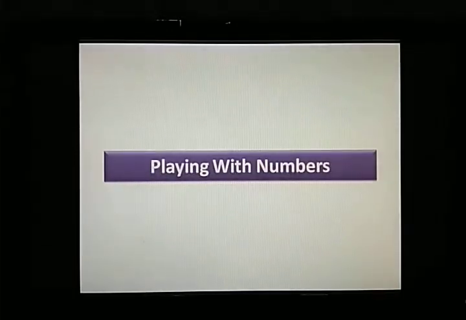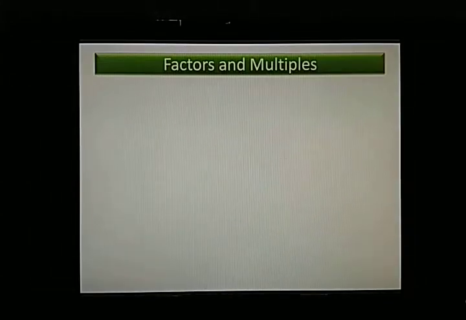Hello everyone. Today we are going to start a new chapter, that is chapter 3, and the name of the chapter is Playing with Numbers. Now it seems very interesting. So let us see how we can play with numbers. First of all, the first topic is factors and multiples.